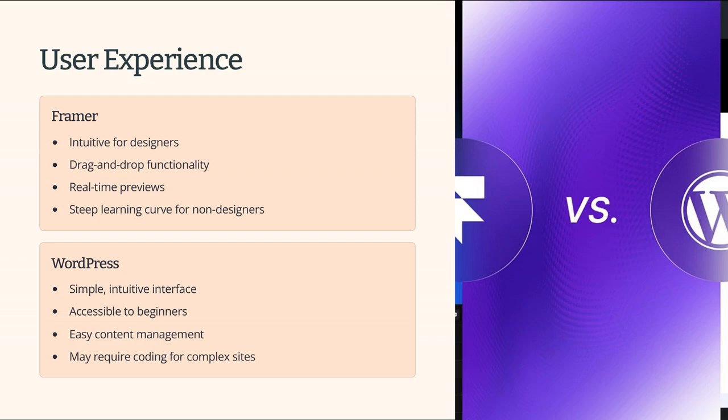Framer integrates with tools like Sketch, Figma, and Photoshop, making it easy to import designs. It also integrates with Slack and Jira for collaboration. WordPress, on the other hand, offers thousands of plugins for integration. This includes SEO tools, e-commerce plugins, social media plugins, and more. It also integrates with popular email marketing services and analytics tools.